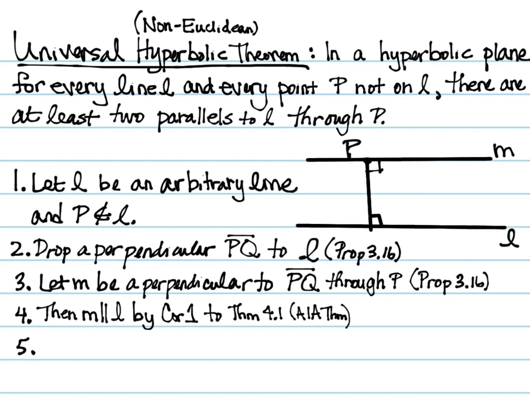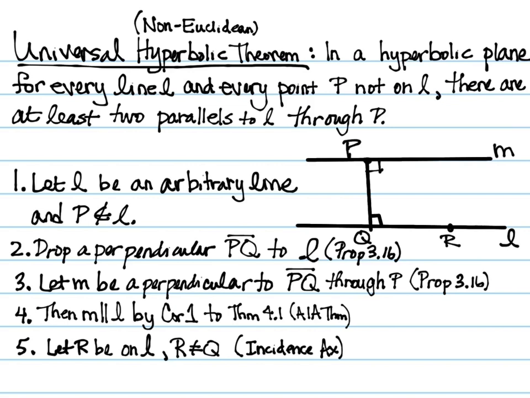So now we're going to let R be on L, and it's not Q. So I never labeled Q. There it is, and there's R. Okie dokie. And of course that's true because points have more than one line. That was an incidence axiom. I think it was IA1 that we did. I don't have that written down, but it's an incidence axiom. So it's there.